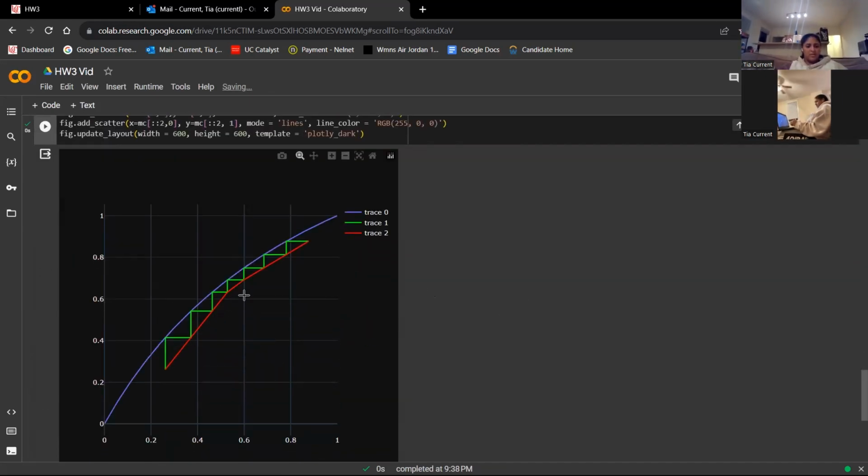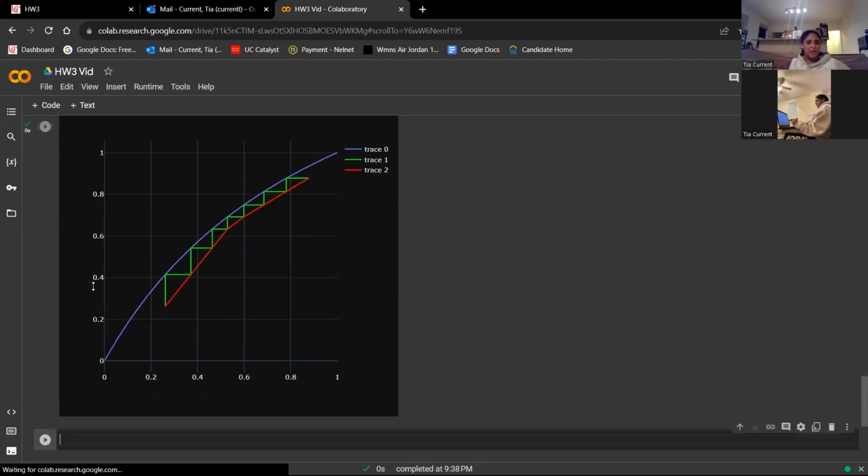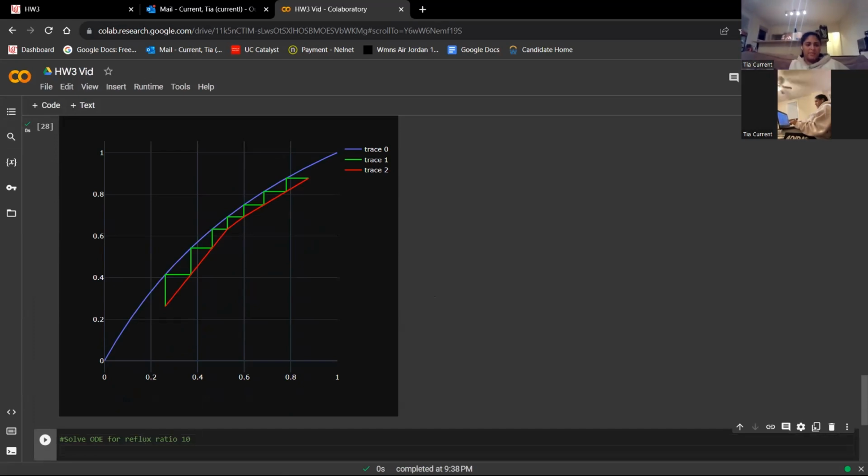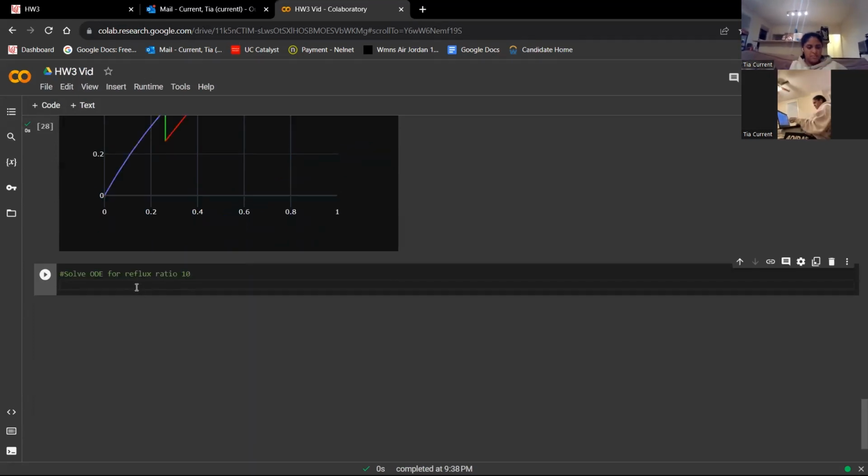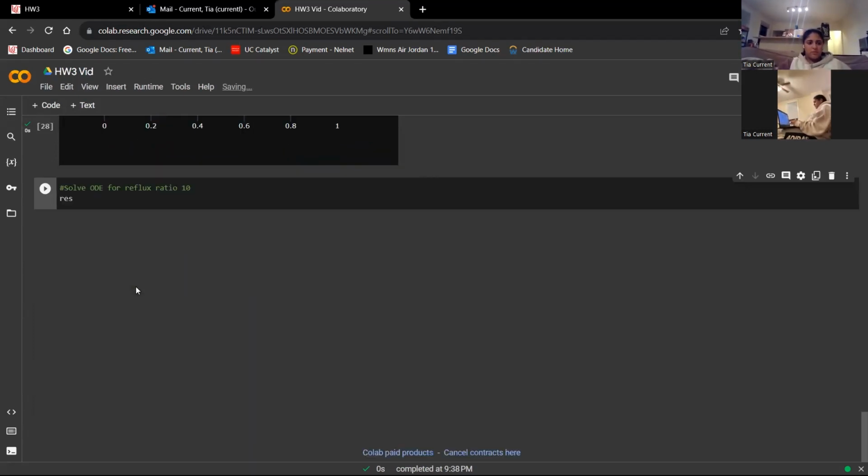These are my rectifying and stripping sections. These are my stages. It's my equilibrium curve. Okay. Now for reflux ratio, oops, 10. Okay. res is equal to solve.